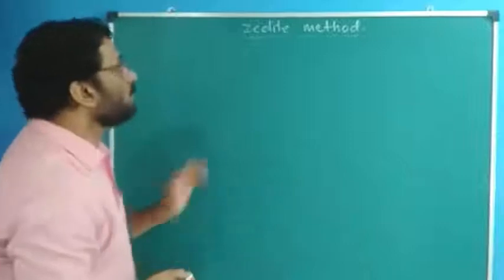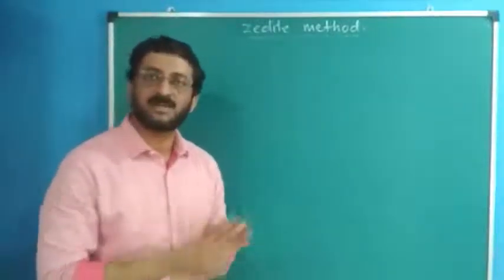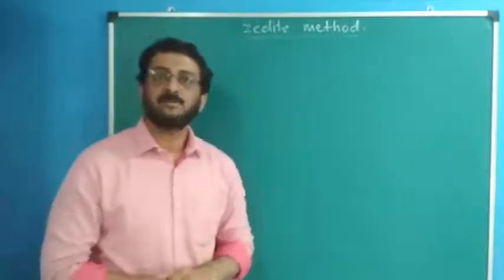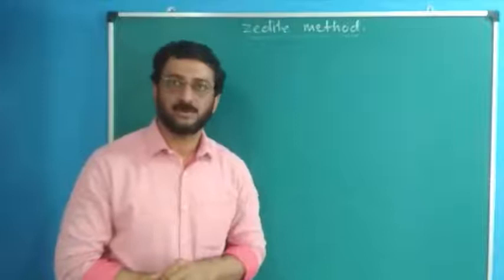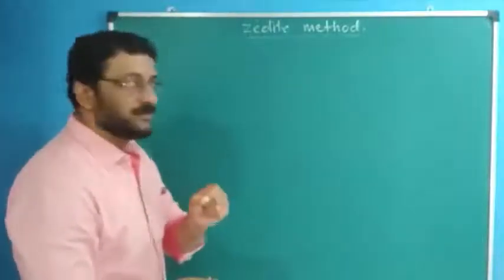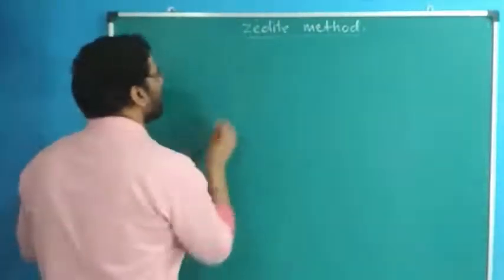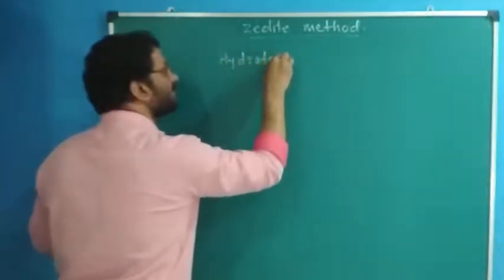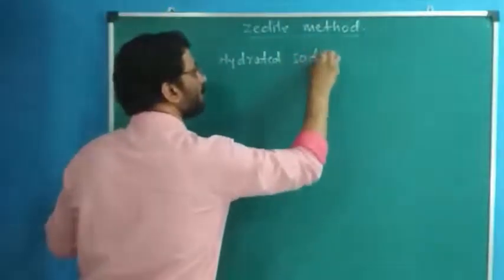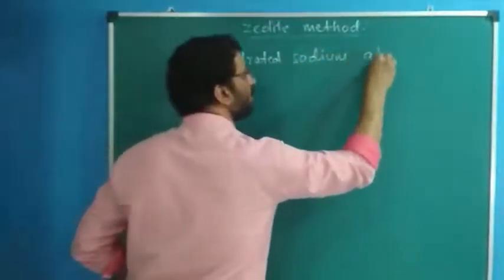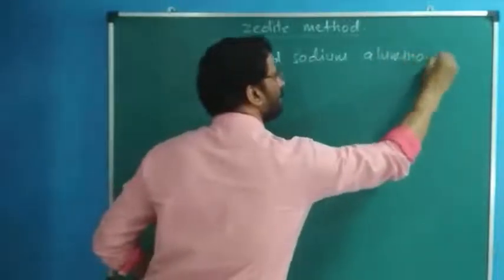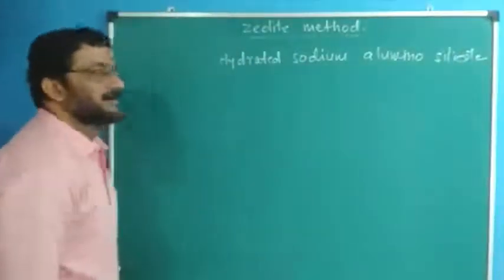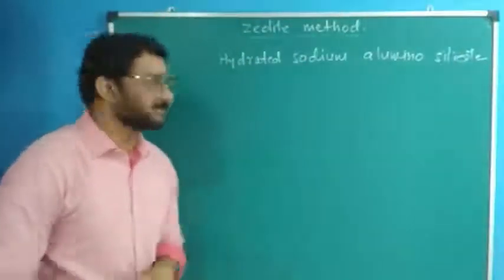Now, zeolites are naturally occurring minerals or can be prepared in laboratories using china clay, fluorspar and soda ash. If you write the example of zeolite, these are hydrated sodium aluminosilicates.